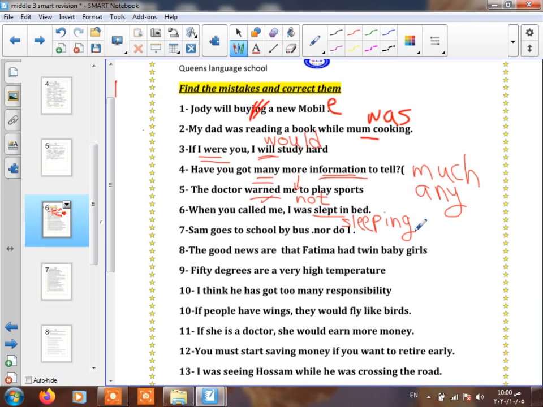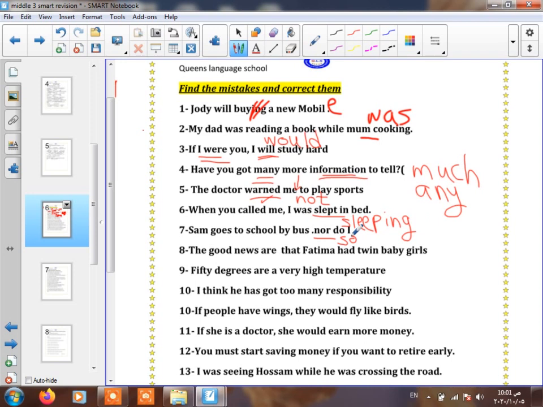So number 7, Sam goes to school by bus, nor do I. So here, Sam goes to school by bus. Okay, here the sentence is not negative, so I do the same thing as Sam. So Sam goes to school by bus, so do I. And so do I. Okay?